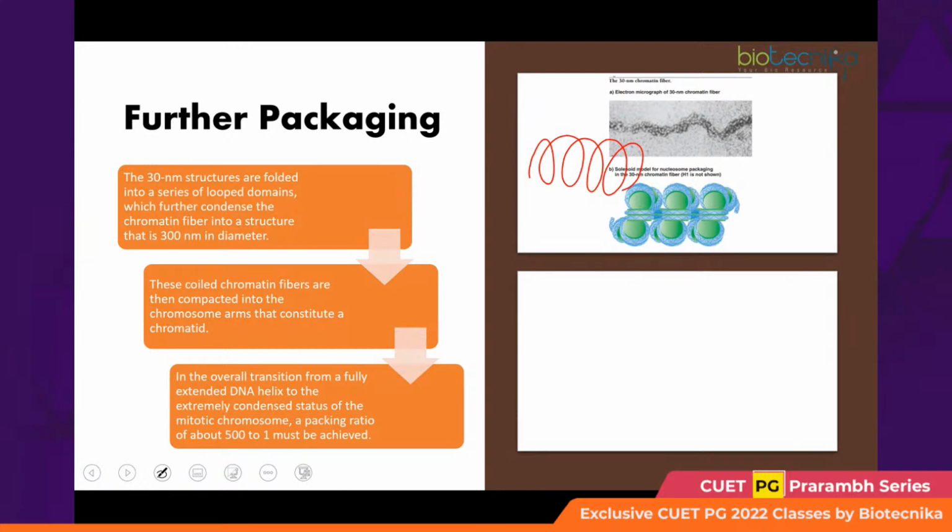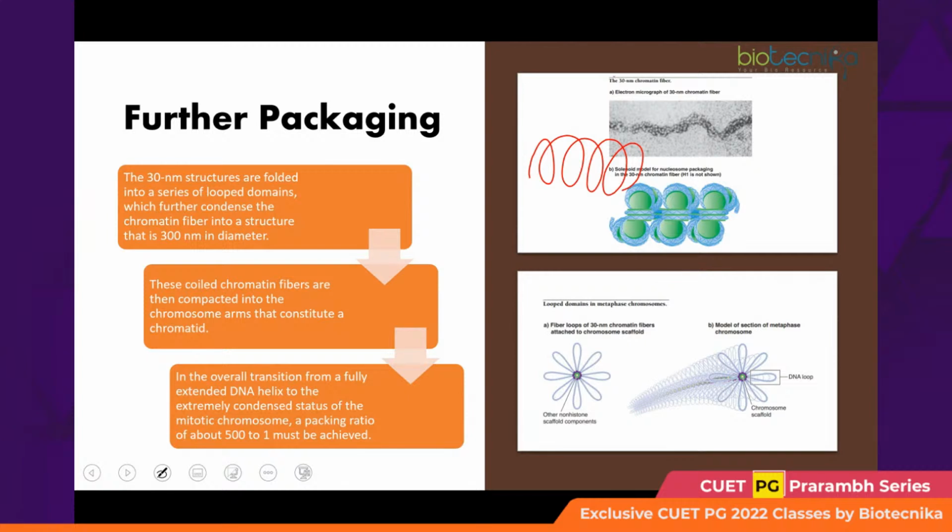Now these coiled chromatin fibers are then compacted into a chromosome arm that constitutes a chromatid. And how does it happen? These 30 nanometer chromatin fibers will attach to some chromosome scaffolds, and those scaffolds will be provided by the non-histone proteins. Around it, the 30 nanometer chromatin fiber will be looped like a flower, so that will do the further compaction. And that is how the DNA will be arranged in a metaphase chromosome, which is supposedly the most compact structure of the chromosome.